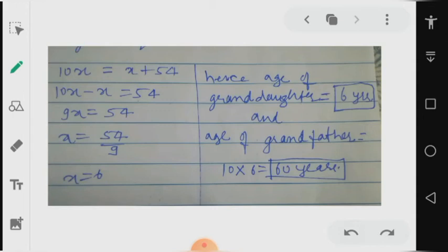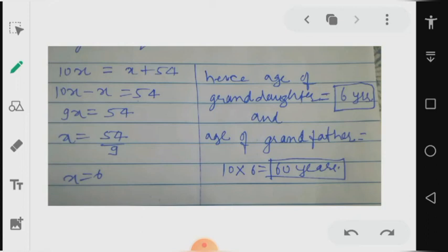So we will add 54 to the age of granddaughter, not to the age of grandfather, because we know that grandfather is always older than granddaughter. So on the smaller side we have to add 54. Remember this concept, it's very, very important. If you want to add a number and balance the equation, add that number to the smaller side. So 54 is added to x.